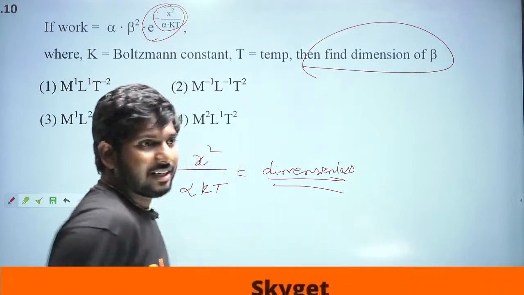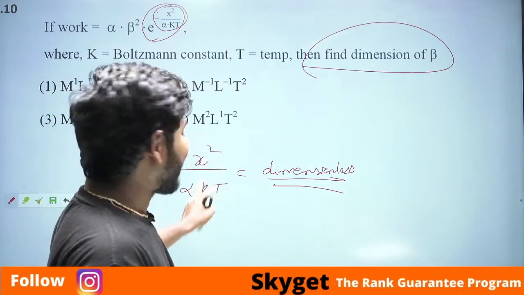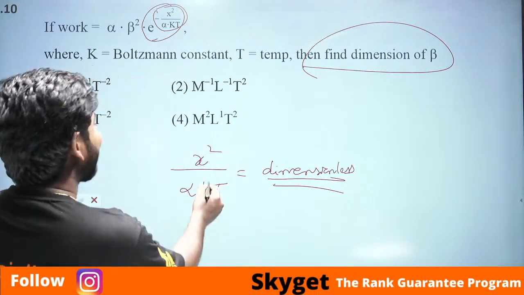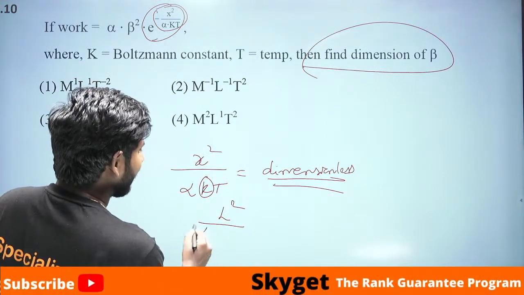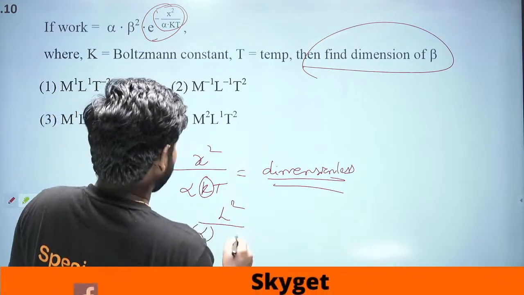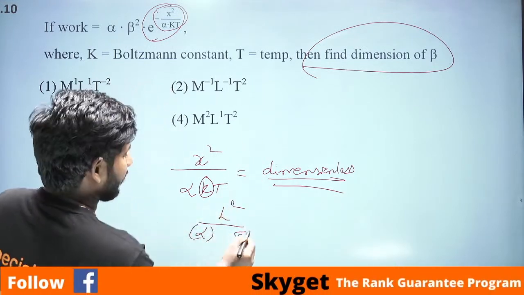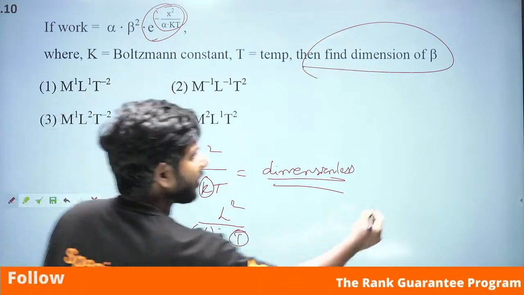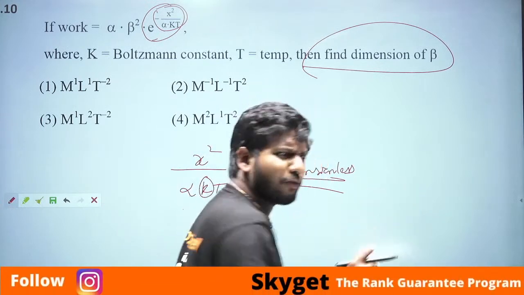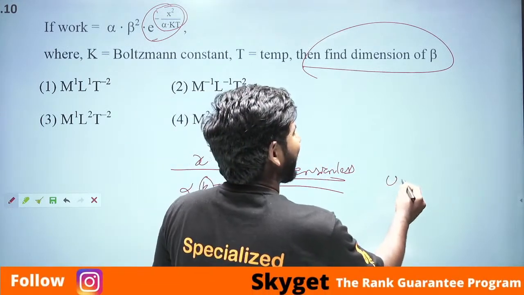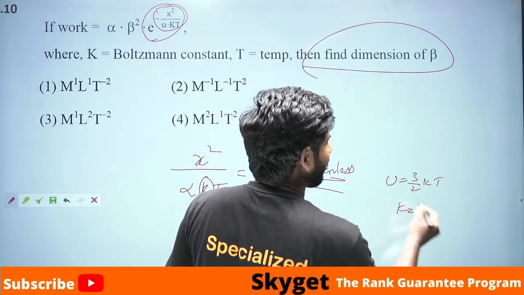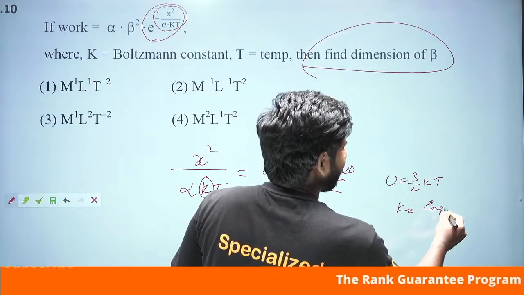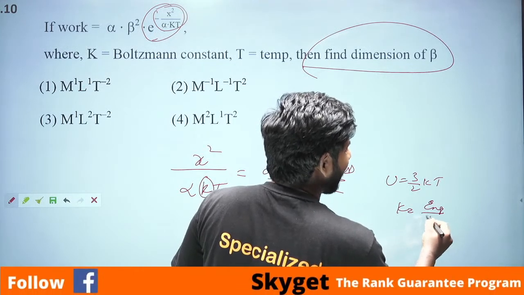X square by alpha kt should be dimensionless. K is the Boltzmann constant. That means L square by alpha into K into T, where T is temperature. What is K, students? If you don't know the Boltzmann constant, just apply the energy equation, energy is equal to 3 by 2 kT. So the Boltzmann constant unit will be energy by temperature, that is joule by temperature.